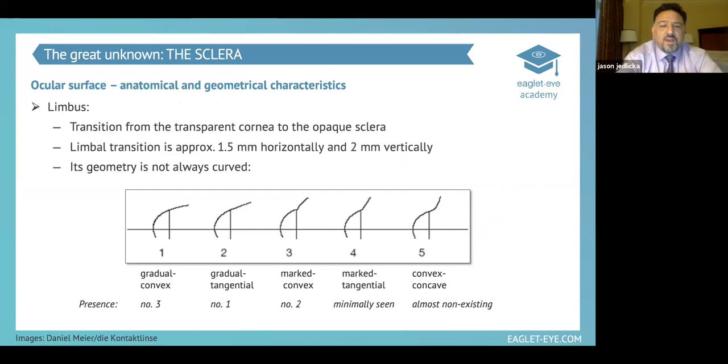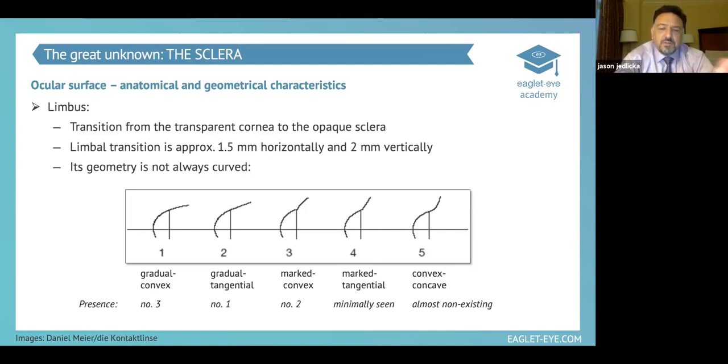There's also a wide variety of limbal shapes, and this transition from the cornea to the sclera is a delicate area that we really want to make sure we fit properly, but we don't always know this shape just by looking at an eye with a slit lamp or with corneal topography, because it doesn't give us that information. The geometry through the limbal zone is not always curved.